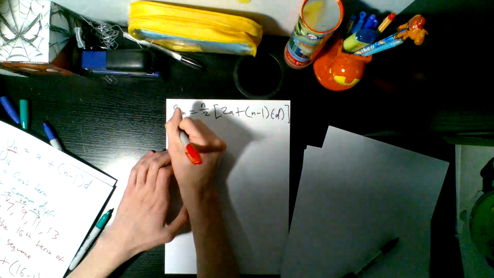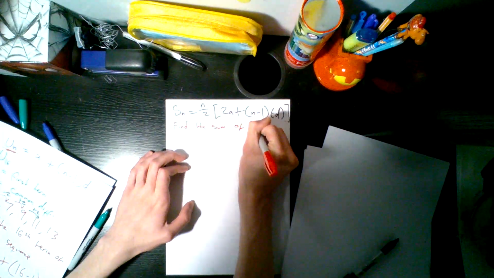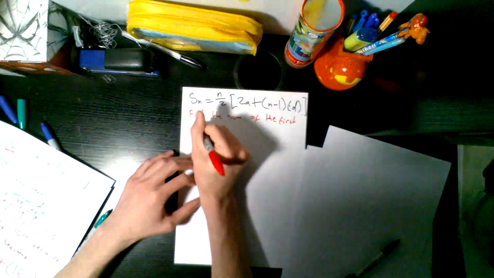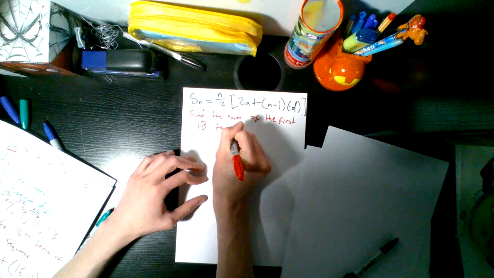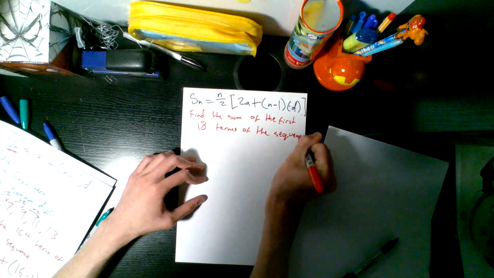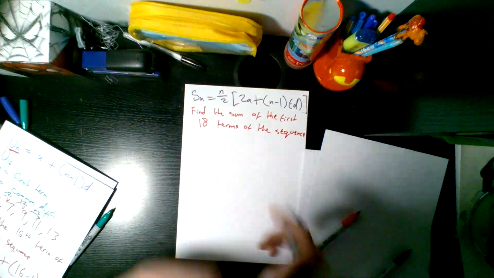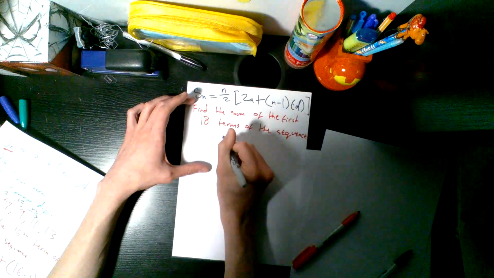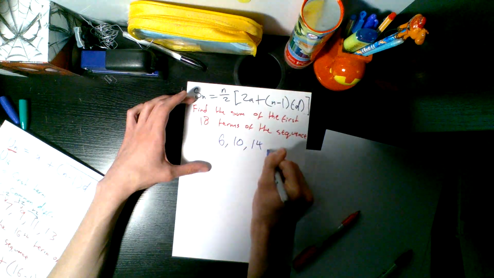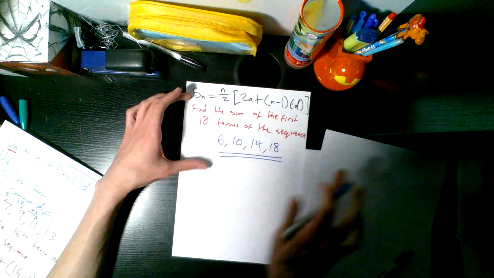So they might tell you to find the sum of the first 18 terms of the sequence. They won't give you all the 18 terms, that's the obvious thing. They might give you 4 terms, let's say 6, 10, 14, 18. And they need you to find the sum of the first 18 terms of the sequence.